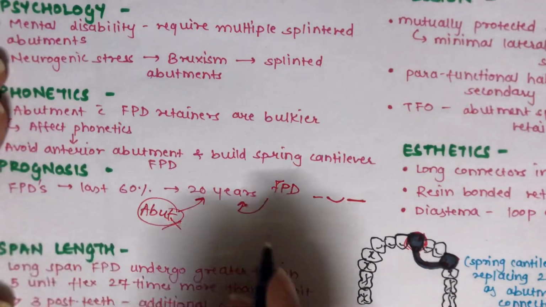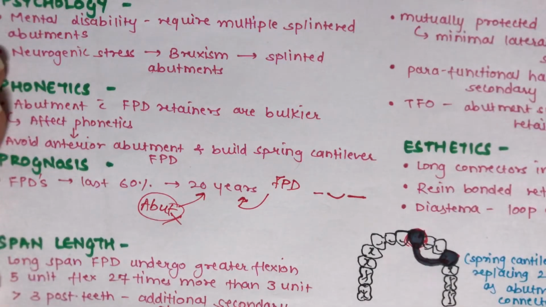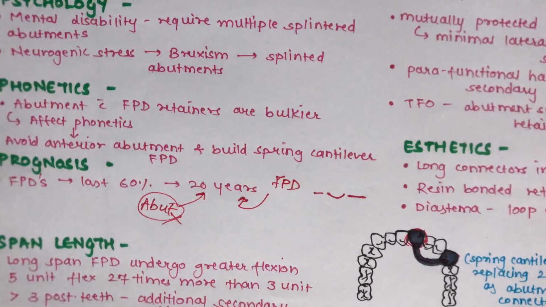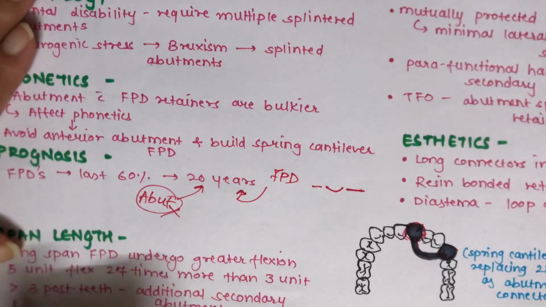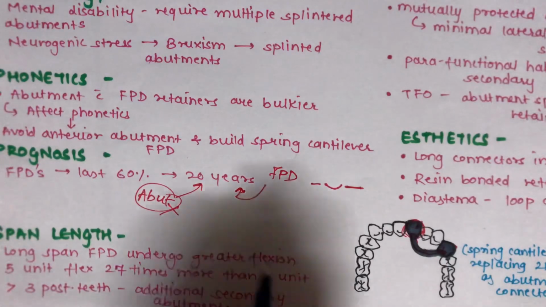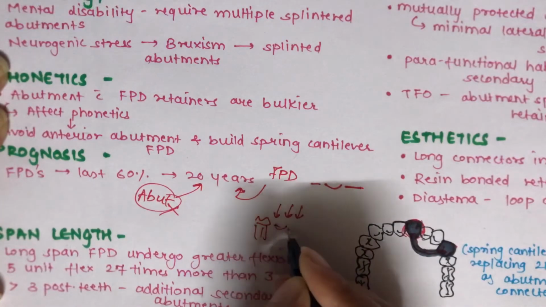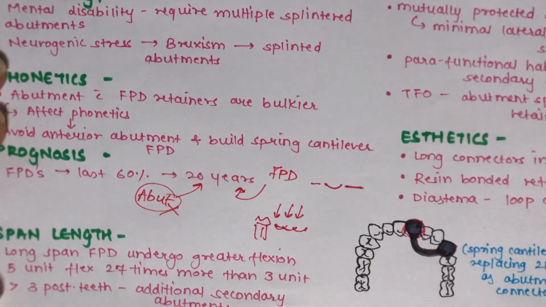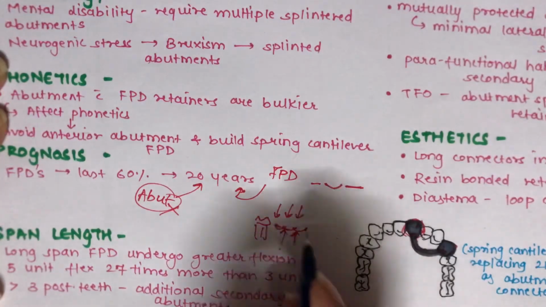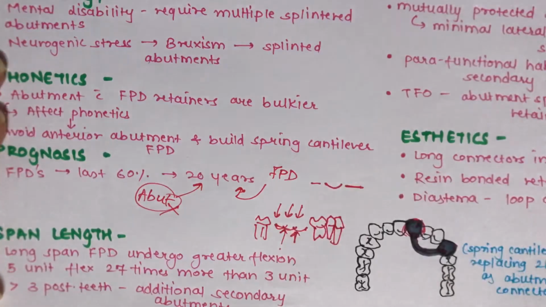The next is the span length. Span length is nothing but the number of missing teeth in that particular area. Long span FPDs undergo greater flexion. A 5 unit flex is around 27 times more than the 3 unit, which means if you have to replace more than 3 posterior teeth, you have to add additional abutments, because the forces acting on your abutment will be more, as there are more edentulous spaces and more teeth absent in this area.